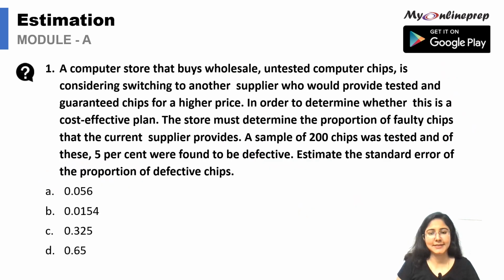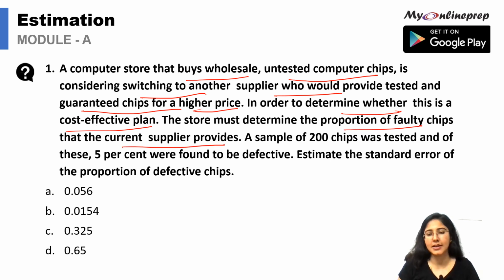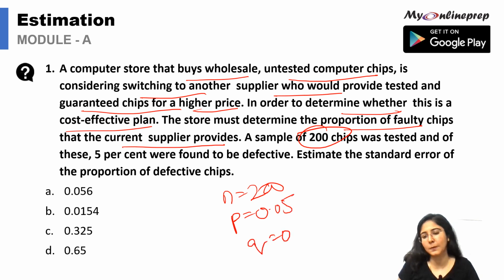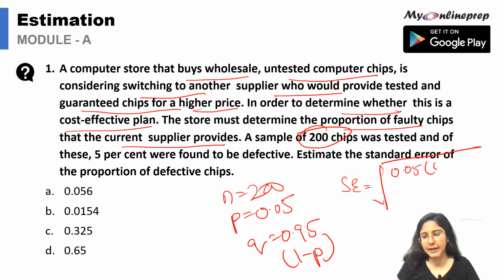A computer store that buys wholesale untested computer chips is considering switching to another supplier who provides tested and guaranteed chips for a higher price. In order to determine whether this is a cost-effective plan, the store must determine the proportion of faulty chips that the current supplier provides. We have a sample of 200, where 5% was found to be defective. So P would be equal to 0.05 and similarly Q would be equal to 0.95, because Q is 1 minus P. Here we have to find the standard error, that would be equal to the square root of 0.05 multiplied by 0.95, divided by n, that is 200. After solving this, we will get 0.0154.